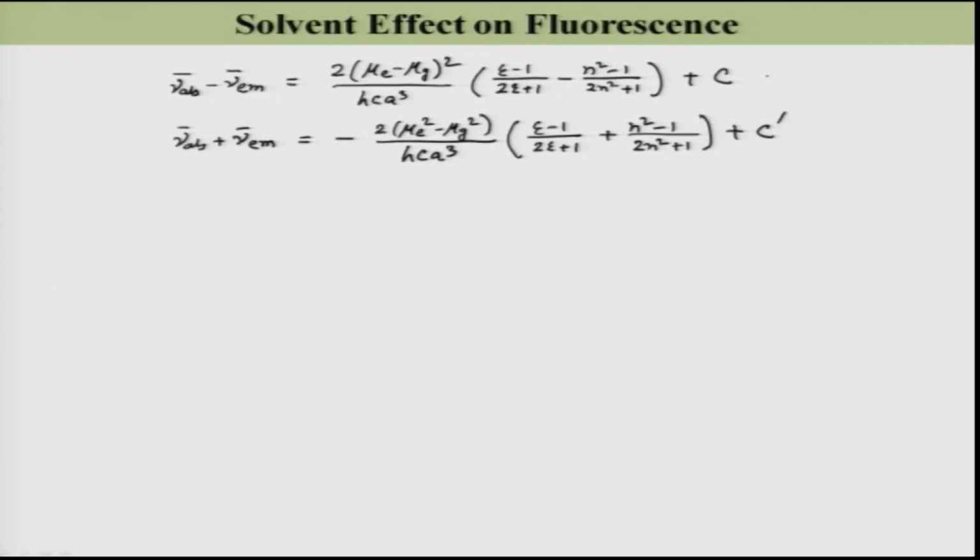So let us write the first as equal to m1, that is my slope, times epsilon minus 1 by twice epsilon plus 1 minus n square minus 1 by twice n square plus 1, plus C. And the second will be equal to minus m2, only this function will be different: here it is minus, but here it will be plus epsilon minus 1 by twice epsilon plus 1 plus n square minus 1 by twice n square plus 1, plus C prime.